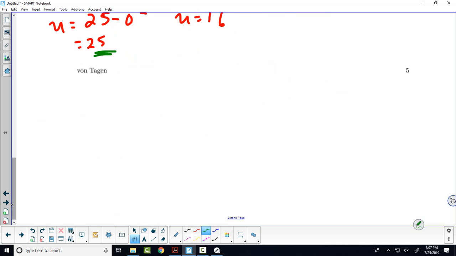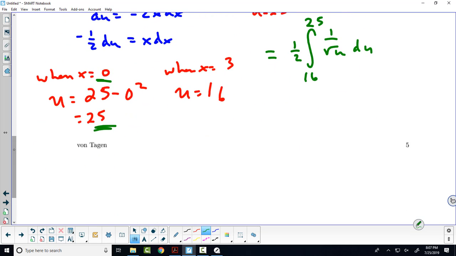How should I rewrite this, though? Unless you're good at this. Well, maybe you're fine with it. I'm going to rewrite this as 1/2 integral from 16 to 25 of u to the minus 1/2.